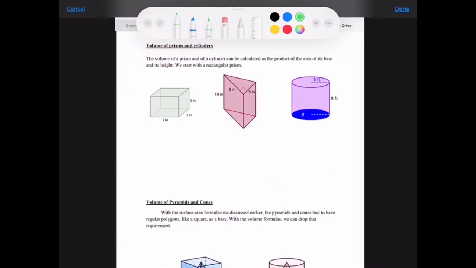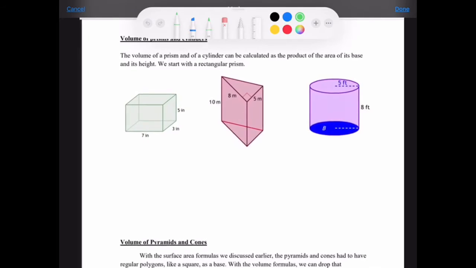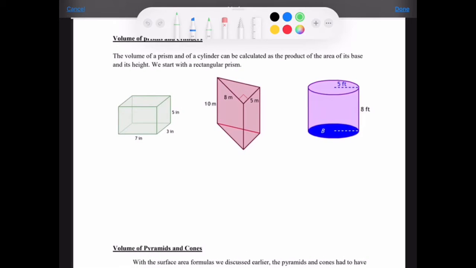All right, so let's look at the volume of prisms and cylinders. So the volume of a prism and a cylinder can be calculated as a product of its area of its base and its height. Okay, so basically it's saying that volume equals base area times height. And remember that B is base area and H is height. Okay, so that is important because that right there is our formula for this.